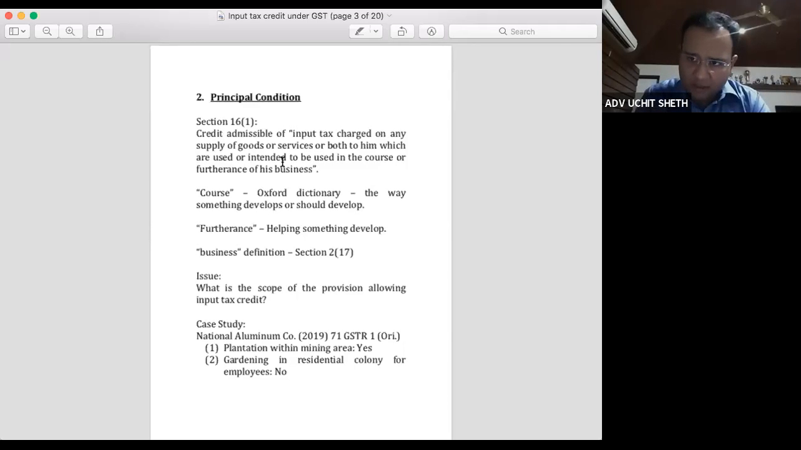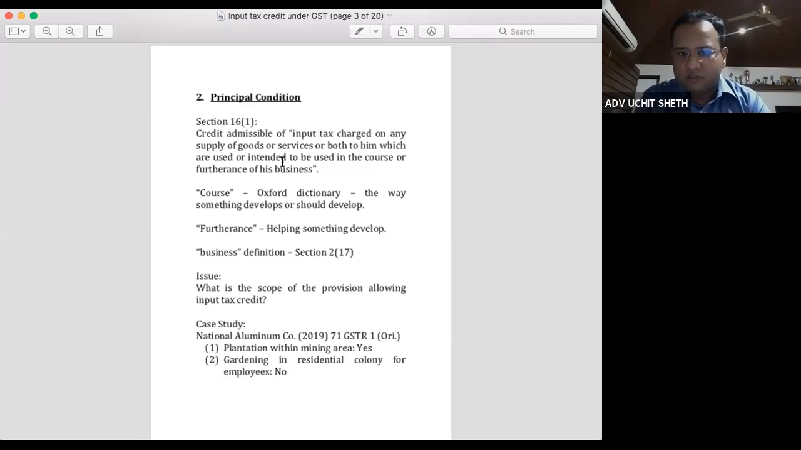The foremost condition is that the goods or services should be used in the course or furtherance of business. So I don't need to prove whether they are used in manufacture, whether they are directly used in business or not, whether they are indirectly used in business or not. If they are used in the course or furtherance of business, then the goods or services primarily are admissible for input tax credit.